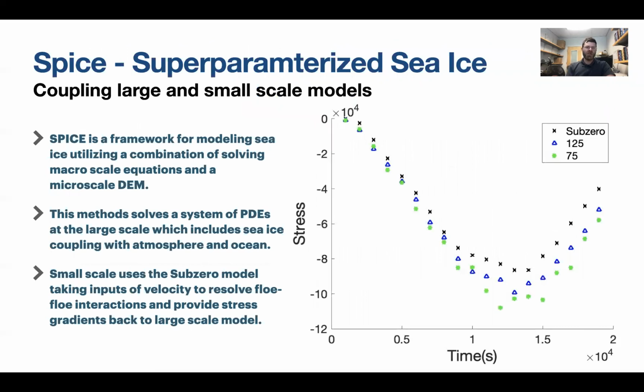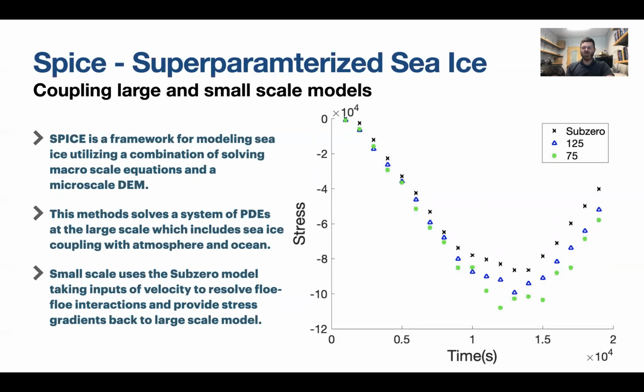The last test case we want to look at is trying to super parameterize the sea ice, and we are calling this the SPICE model. This is a framework for modeling sea ice utilizing a combination of solving macroscale equations and a microscale DEM. At the macro scale, we're going to solve a system of PDEs, and it is at this scale that we will include the sea ice coupling and forcing due to the atmosphere and the ocean. Then at the flow scale, we're going to use the SubZero model to resolve flow-flow interactions.